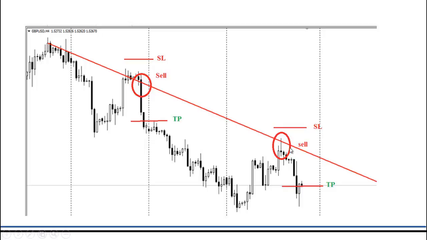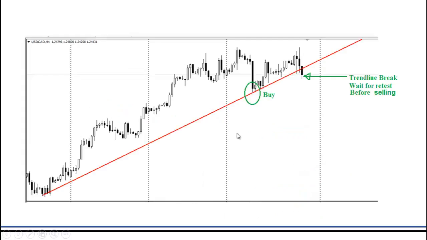Now your stop loss will just be a few pips away from the nearest high, since you are taking a sell. Now the converse is correct for an ascending trend line. You'll be looking for buy opportunities whenever the price comes back and touches the trend line. Now your stop loss will be a few pips away from the nearest low.